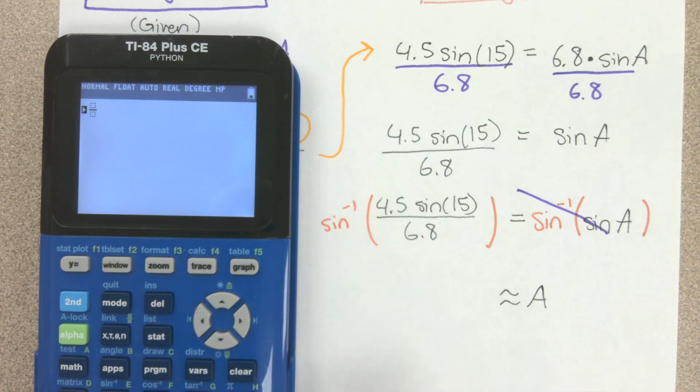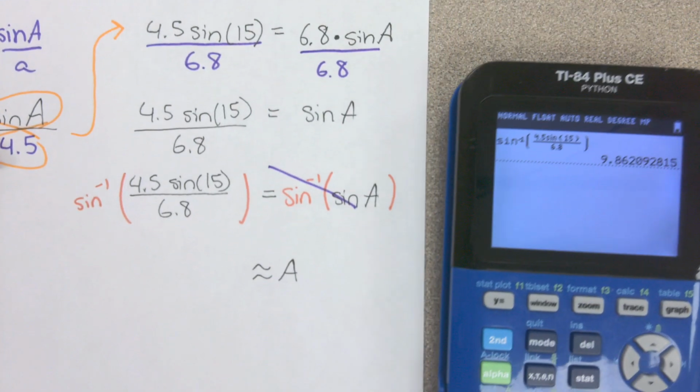Hold on, before I do that, let me put an inverse sine. That's second sine. Now we'll type all that in. 4.5 regular sine of 15 over 6.8, all in parentheses. 9.9. That is the value of A. Angle A, 9.9.